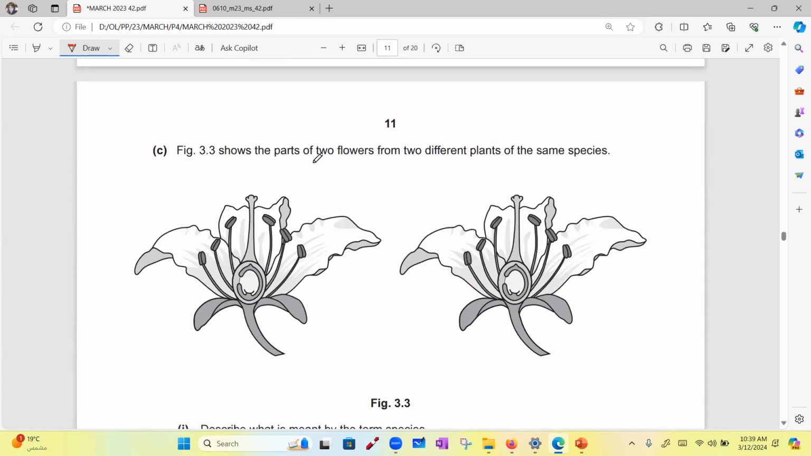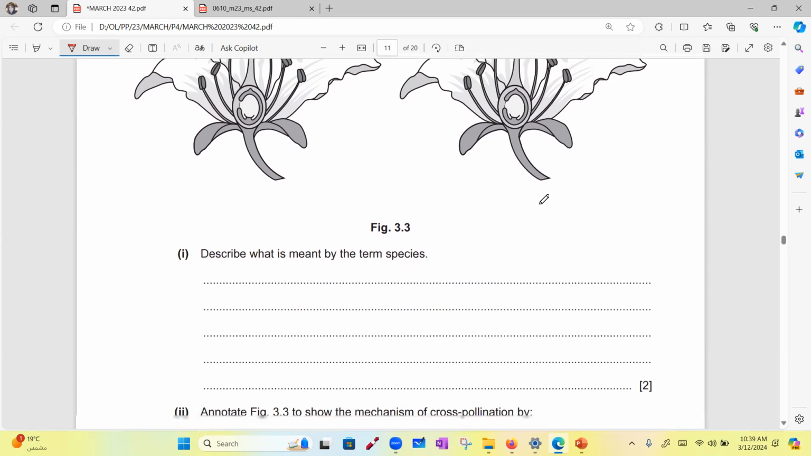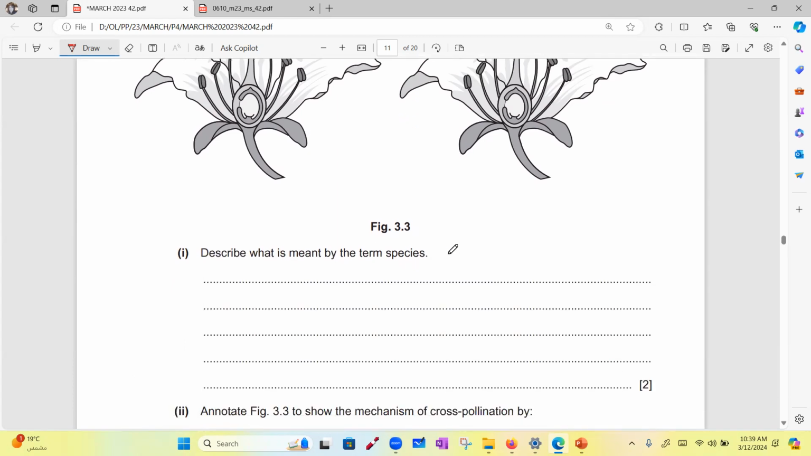Figure 3.3 shows the part of 2 flowers from 2 different plants. What is a species? 2 marks. Again, this is classification. The very first question, the lesson in the syllabus. Organisms that can what? Very good. They can reproduce. Not only that, they can produce fertile offspring. Okay? So these are organisms that can reproduce. And by the way, they have similar structure, similar morphology, similar behavior.